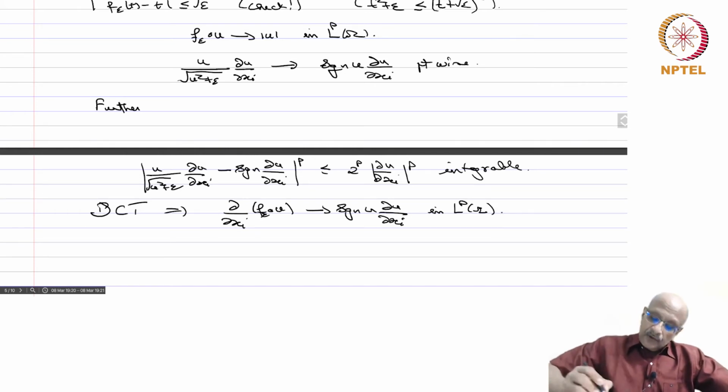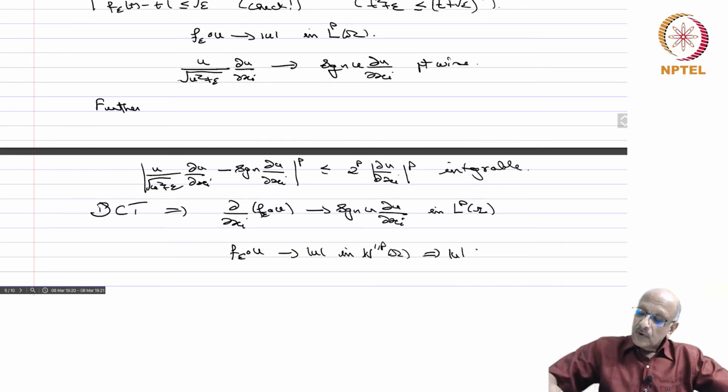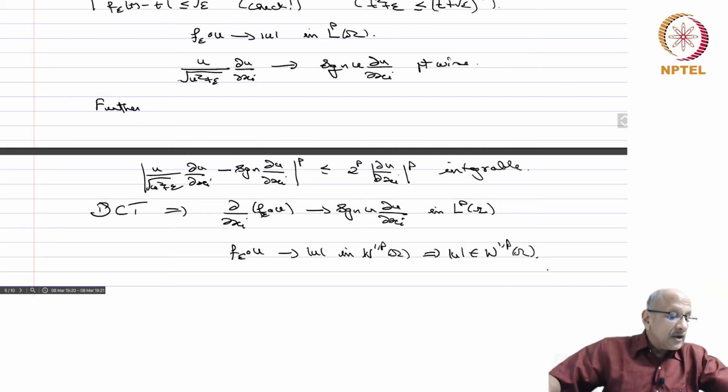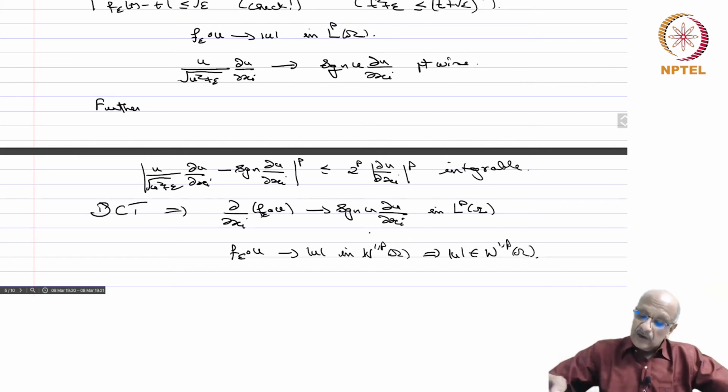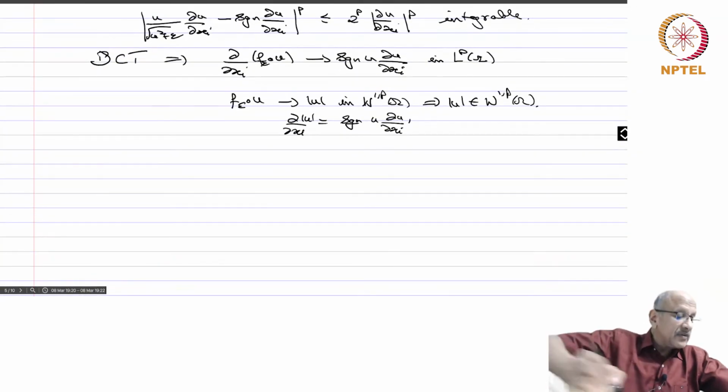So this means that f_epsilon(u) goes to |u| in W^{1,p}(Ω), which implies |u| belongs to W^{1,p}(Ω). And of course the derivative is what we have, because it converges, so therefore d|u|/dx_i equals sgn(u) du/dx_i. Okay, so that proves this. So it has very nice applications which we will see later on.